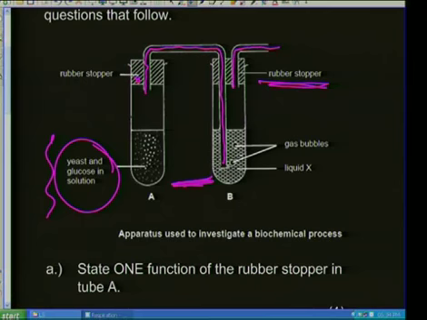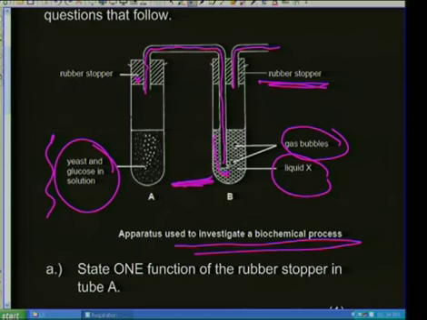Here we're saying there's a liquid X, some liquid in this container, and there are some gas bubbles that we are finding in this container. And they're saying apparatus to investigate a biochemical process. Now obviously we're dealing with respiration, so it becomes easier. But in an exam, it's a whole paper on the whole syllabus, so you need to know which biochemical process.